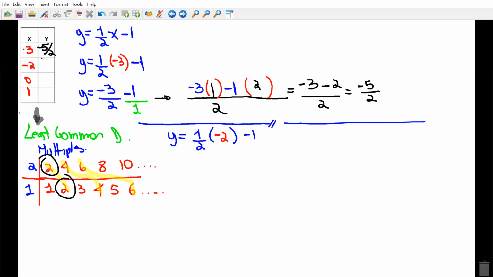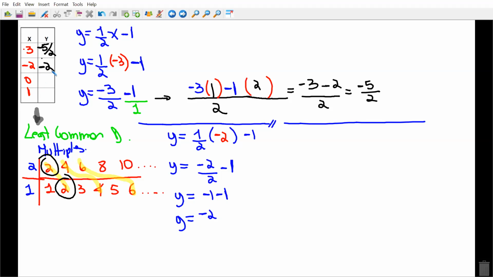And now, how much is 1 times negative 2? Negative 2 divided by 2 minus 1. And guys, how much is negative 2 divided by 2? Negative 1. And negative 1 minus 1, what is the answer, guys? Negative 2. I'm going to copy negative 2 right here.